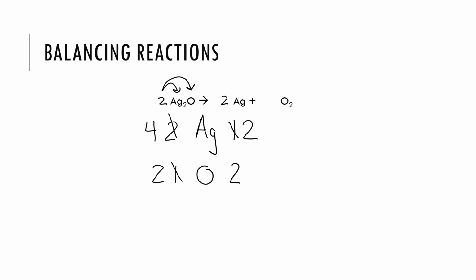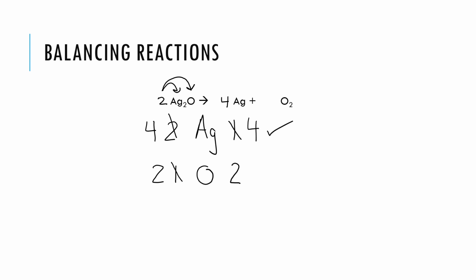I'm going to get my eraser out because now we have 4 silvers versus 2. We need to change this 2 in front of the silver. I'm going to erase it. In this case, I'm going to put a 4 here now. This means that I have 4 silvers.